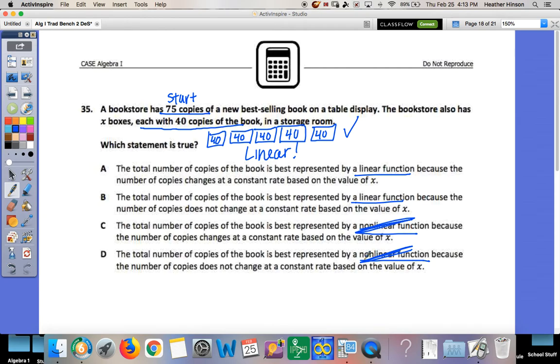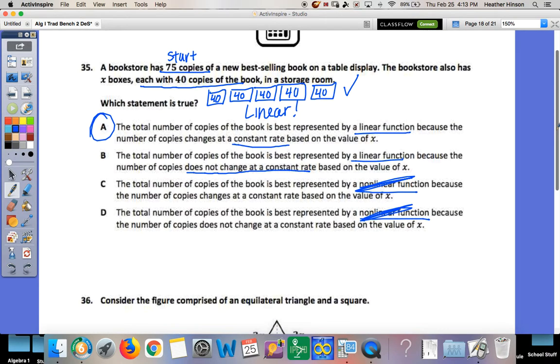So C and D are out. Is it linear because the number of copies changes at a constant rate based on the value of x? Or because it does not change at a constant rate based on the value of x? Well, we just said this. Each box has 40. That's constant. That's the same. So this is A. Linear is always a constant rate of change.